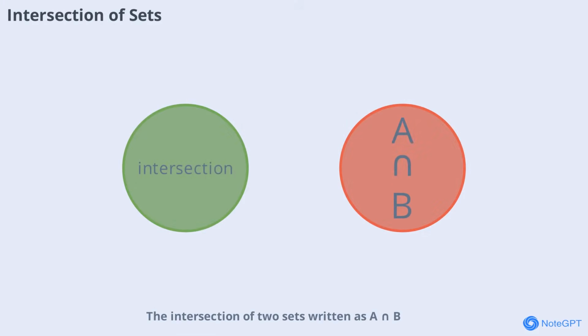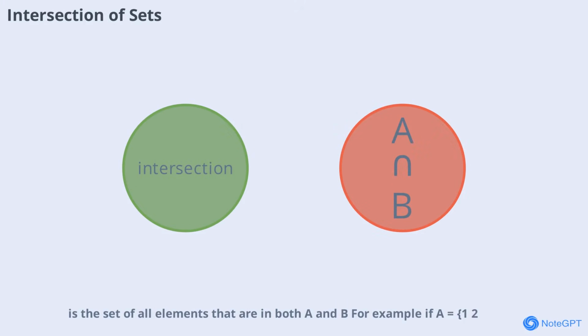The intersection of two sets, written as A ∩ B, is the set of all elements that are in both A and B. For example, if A equals {1, 2, 3} and B equals {3, 4, 5}, then A ∩ B equals {3}. Intersection helps us find common elements between sets, which is useful in many areas of mathematics and logic.